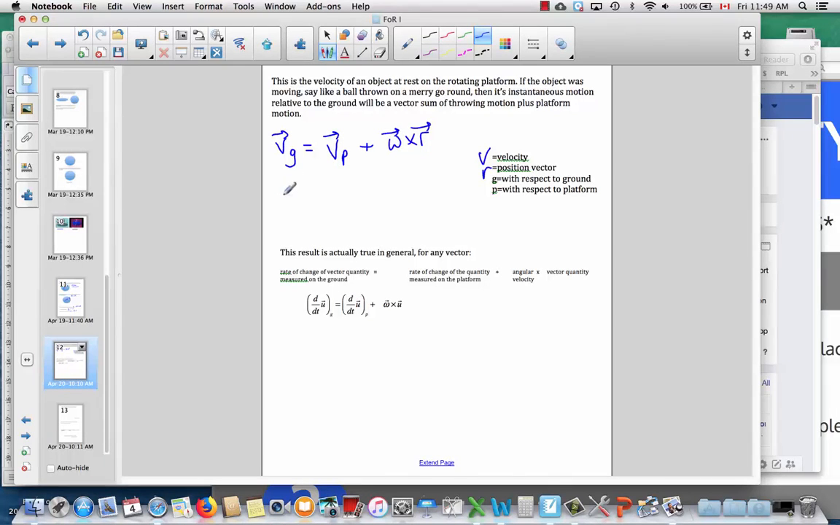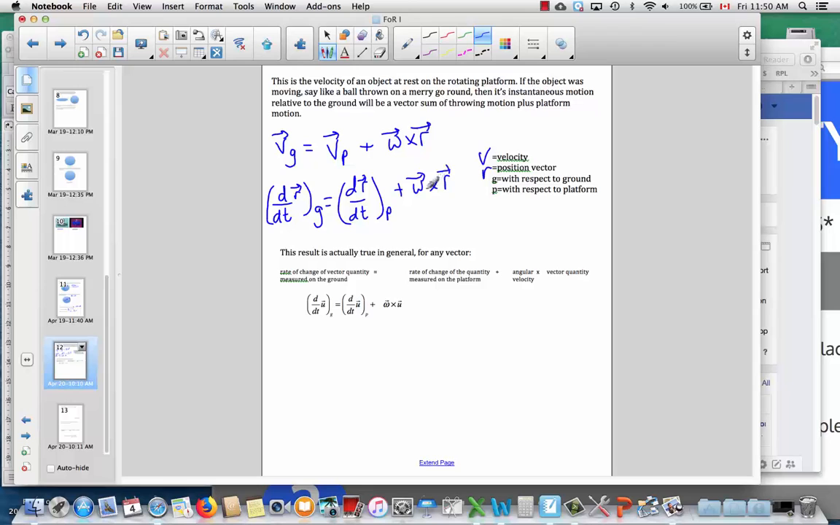Now we can write that in a slightly different way, because of course velocity is the rate of change of position. So this will be the d/dt of its position measured relative to the ground. So the g is the reference frame. This is the rate of change of position as measured on the platform, the rotating reference frame.